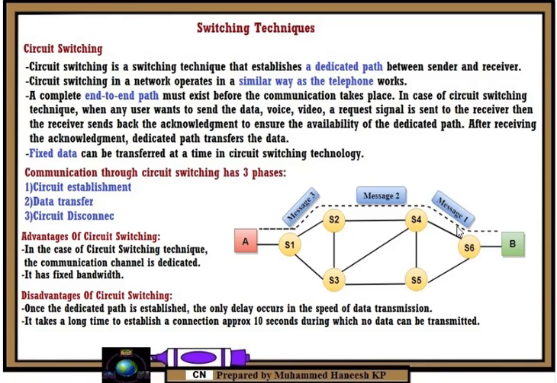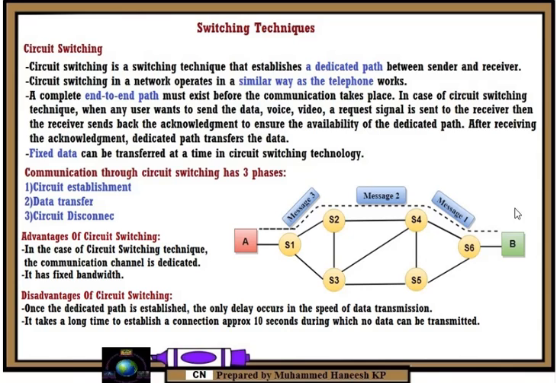In case of circuit switching technique, when any user wants to send the data, voice, video, a request signal is sent to the receiver, then the receiver sends back the acknowledgement to ensure the availability of the dedicated path. After receiving the acknowledgement, the dedicated path transfers the data.